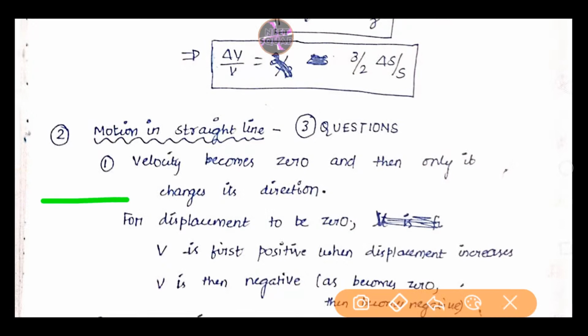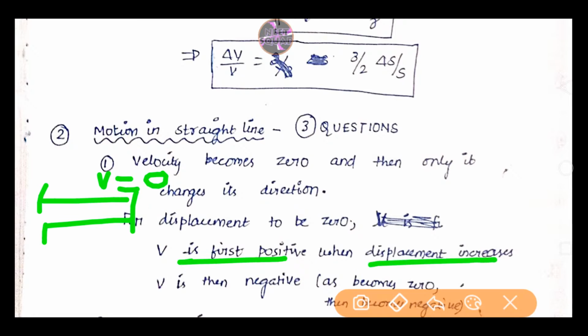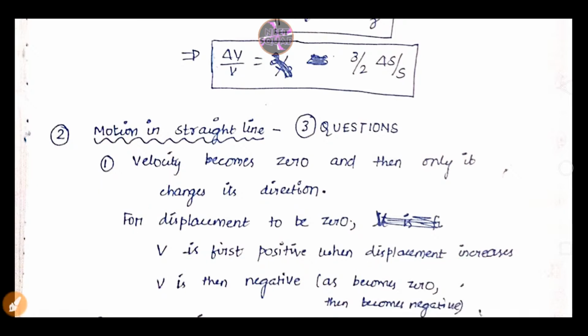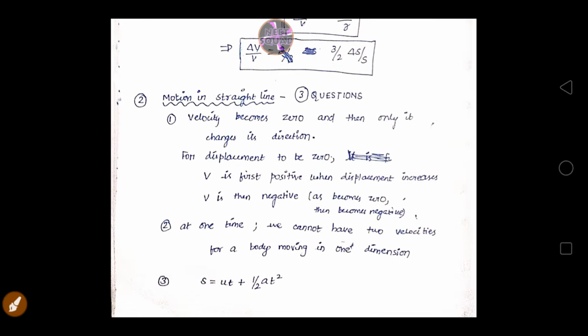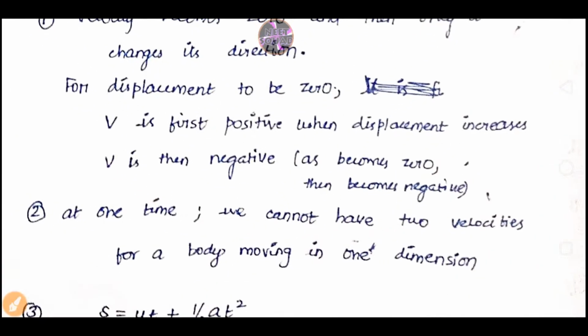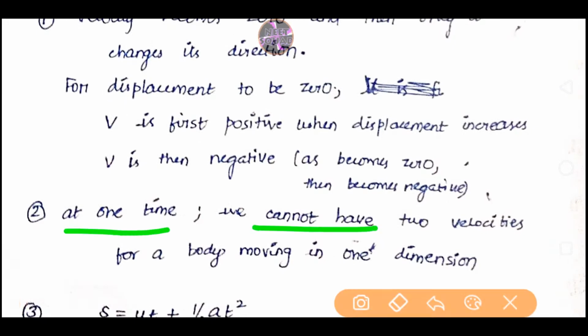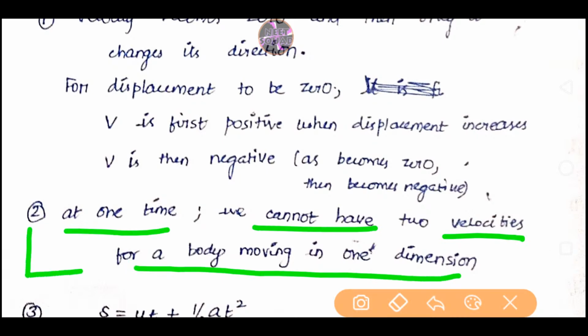At this point velocity becomes 0. Then only it reverses direction and comes to the same point. So V is first positive. When displacement increases, V is positive, then becomes 0, then becomes negative. Next, point number 2: at one time we cannot have two velocities for a body moving in one dimension. What is this? So this is velocity, this is time.